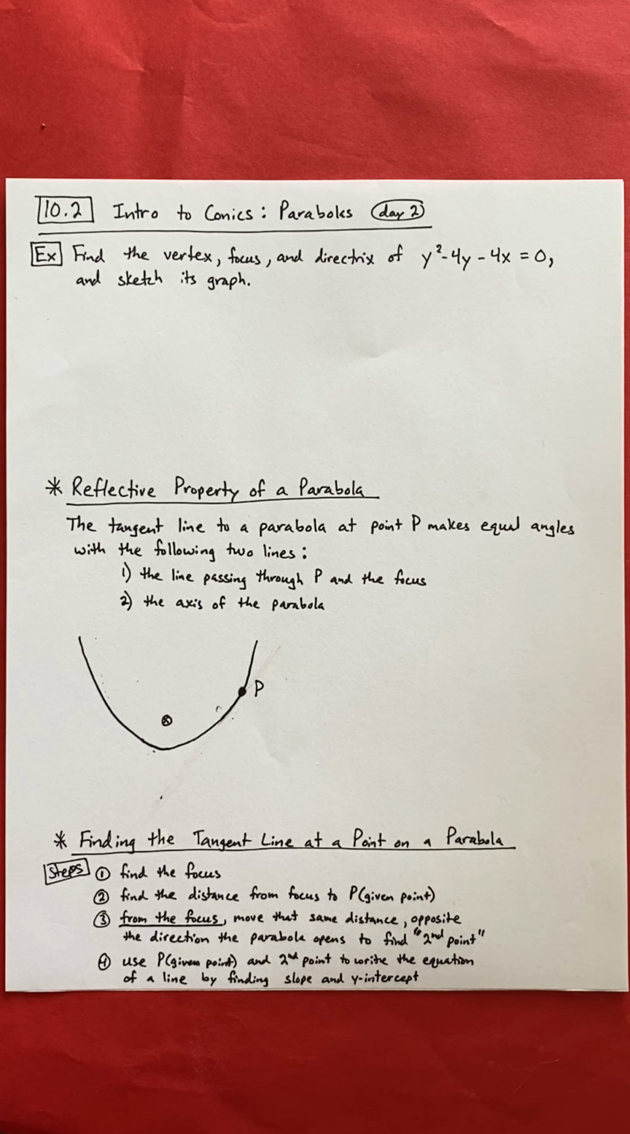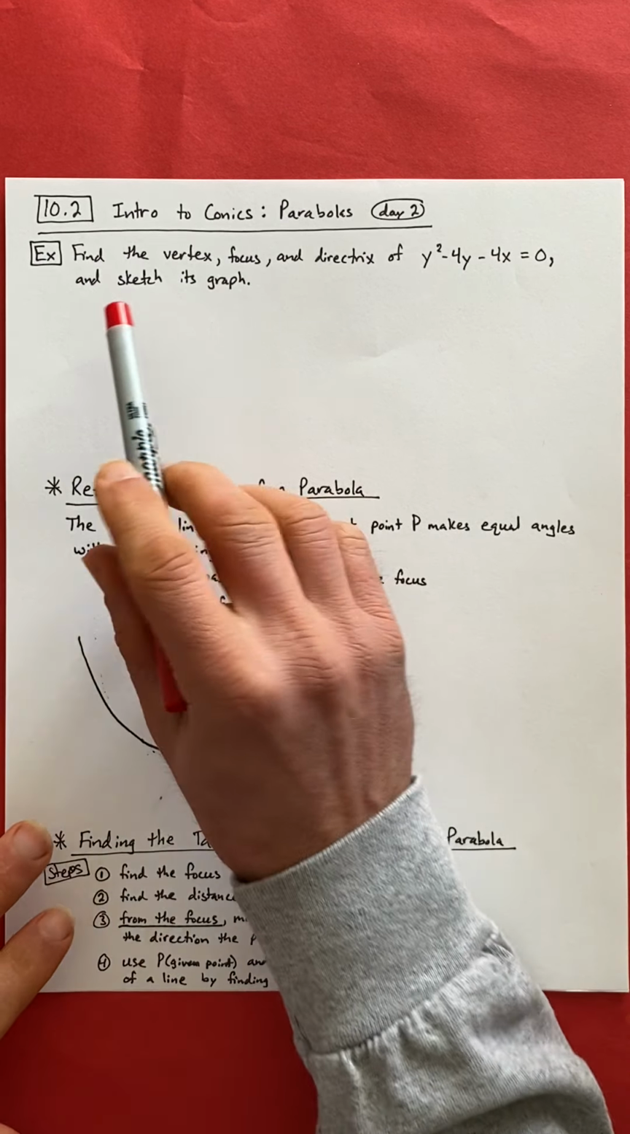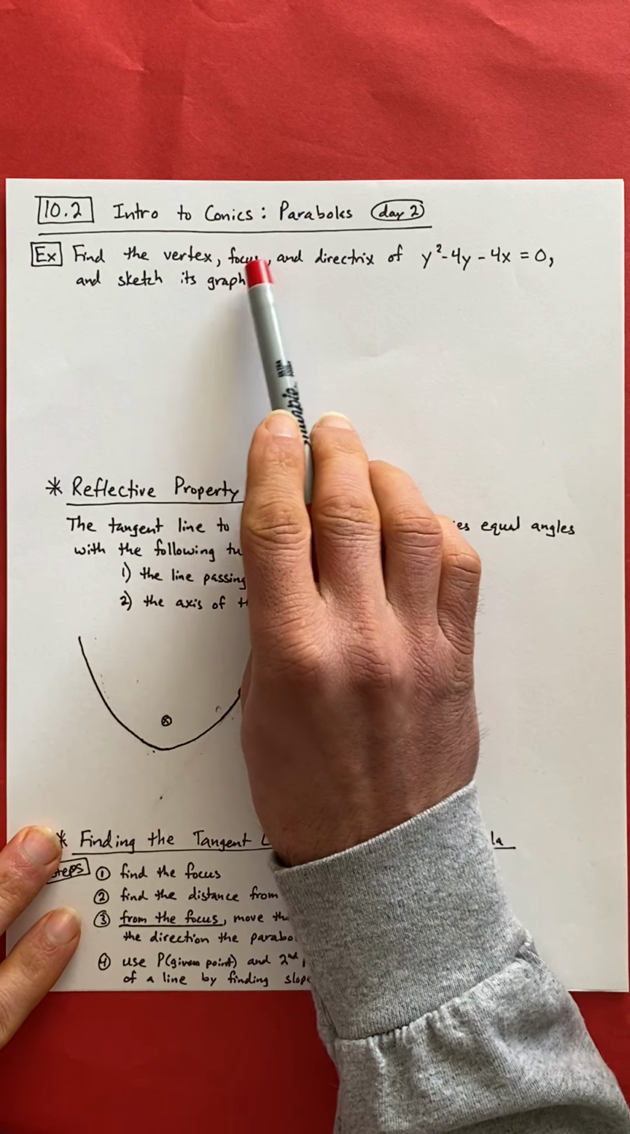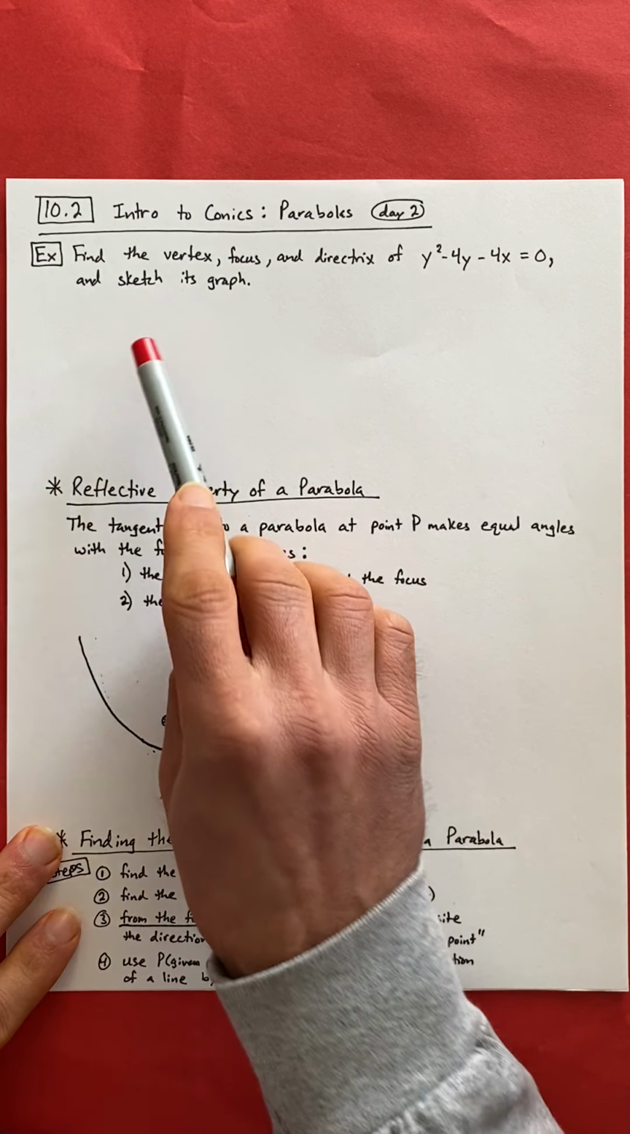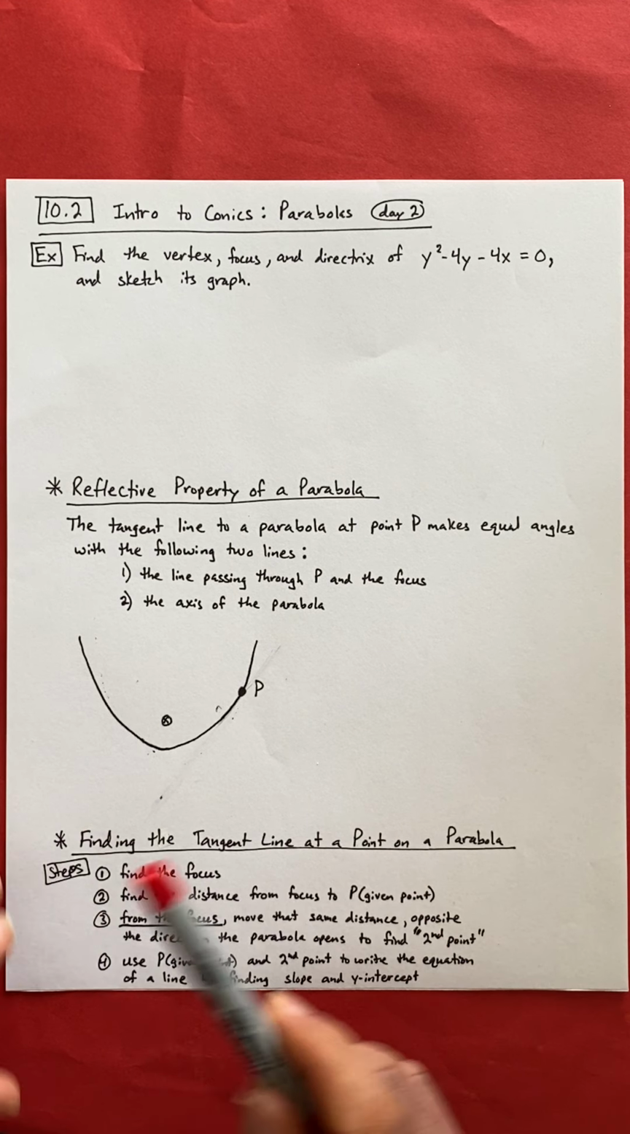All right, so 10.2, day 2. We're going to finish off our work with parabolas. And there's one specific problem that we're looking at today. So before we get into dealing with the reflective property and then finding the tangent line at a point on a parabola, we're just going to do a quick review problem. Just like we did yesterday, it's going to ask us to find the vertex, focus, and directrix of this parabola and then sketch its graph.